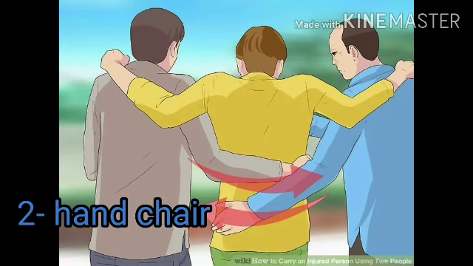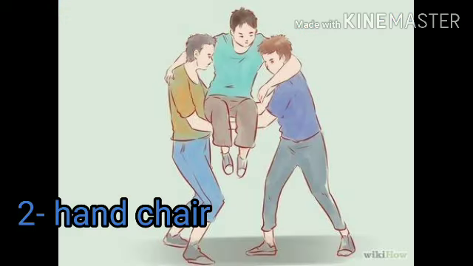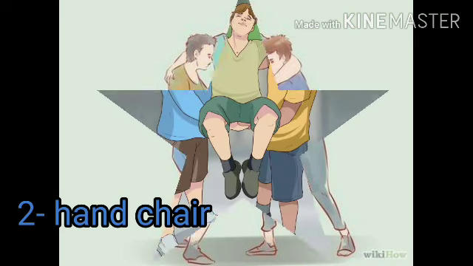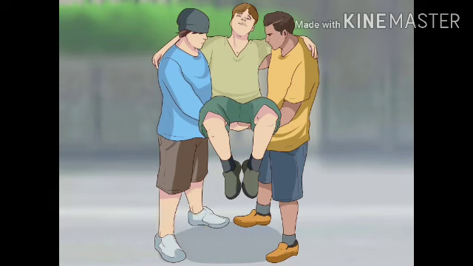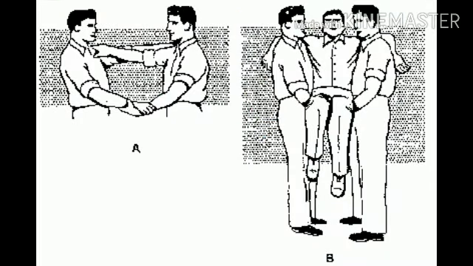The fifth method is carrying on a two-hand chair. In case a chair is not available, and in case there are two rescuers available, then both the rescuers may hold hands and the injured person may sit with upright body as if sitting on a chair. Another method is carrying on a four-hand chair.